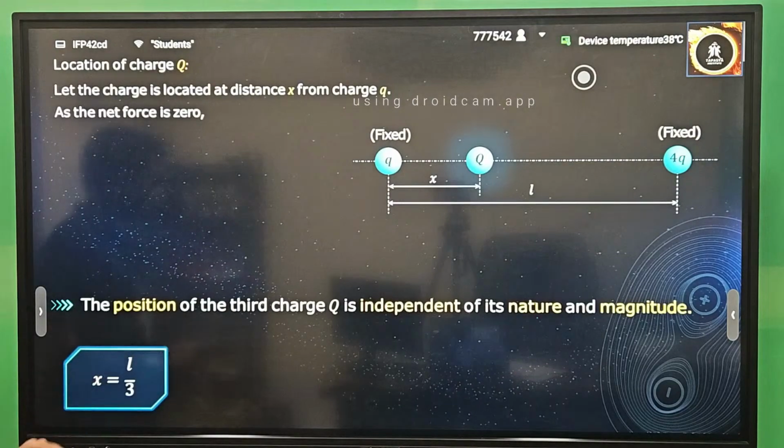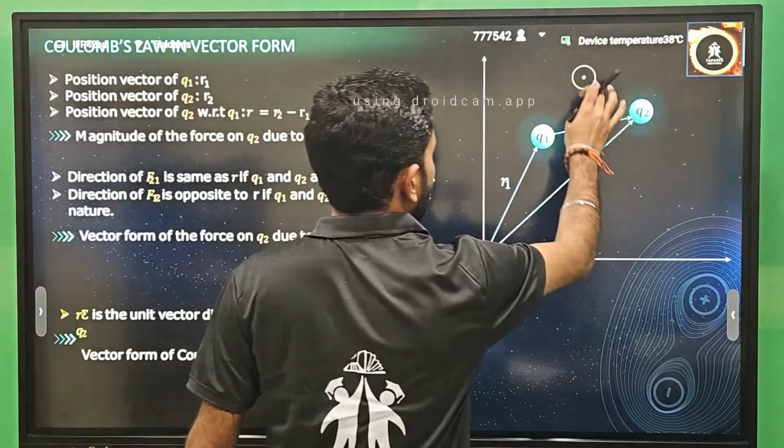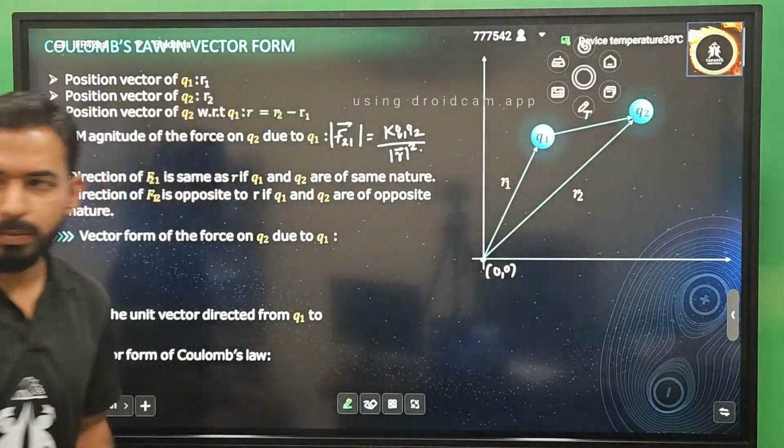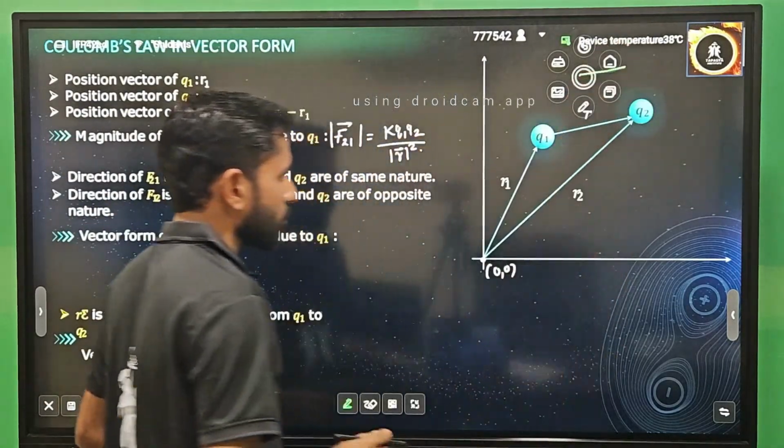Here you can see what is the distance that you finally are getting. X is equal to L by 3. Now next thing is vectors, Coulomb's law in vector form. Coulomb's law in vector form.